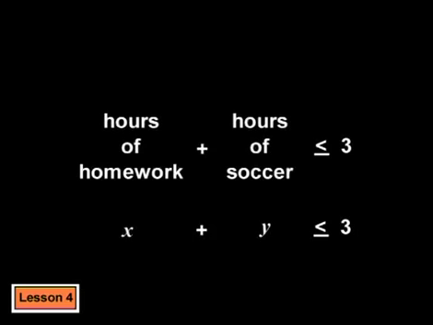Then this constraint becomes X plus Y must be less than or equal to 3. This tells us that X together with Y must be less than or equal to 3, and this statement is called an inequality. Now we have set up an inequality and we can solve it. We need to find all the combinations of X and Y that together add up to 3 hours or less.